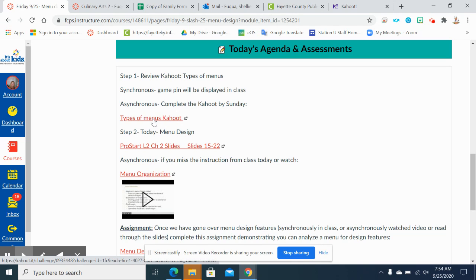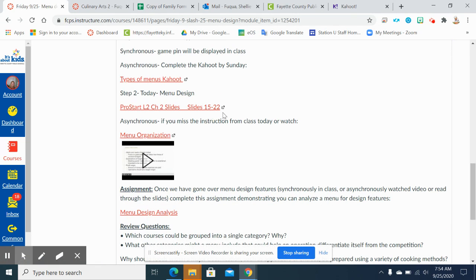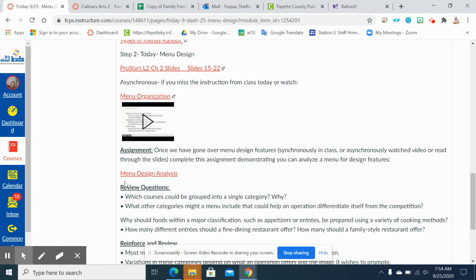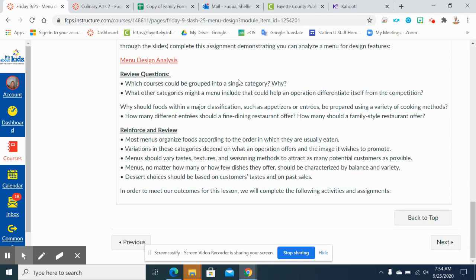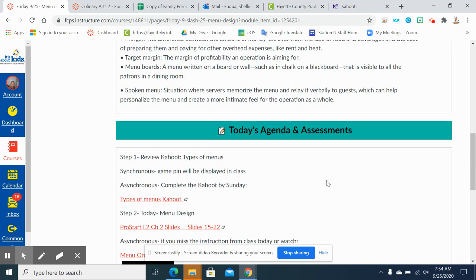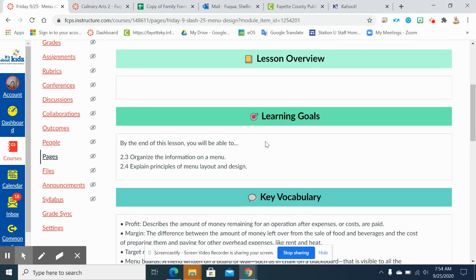On Tuesday of next week, we're only going to have one lesson, and I'm going to make a whole separate video on that particular setup. We are looking here at the slides from slide 15 to 22. There is a video leading you through that instruction, so I'm not going to lead you through that right now. And at the end, you have your asynchronous assignment, which is the menu design analysis. On Tuesday, you're going to apply the lessons from the last 2 days, from Tuesday and Friday, into your actual food truck project.